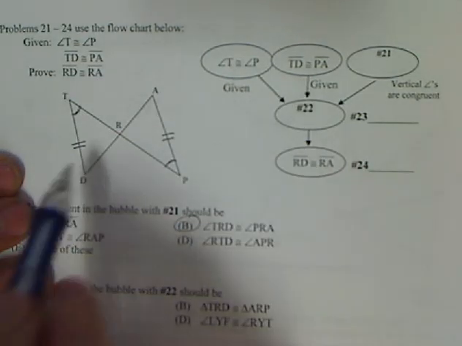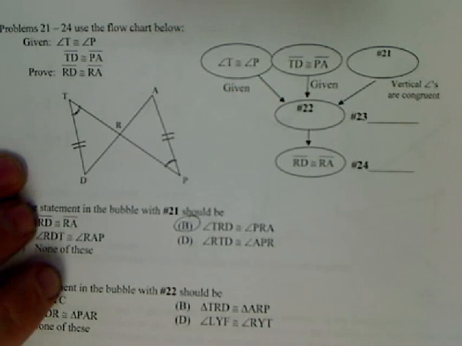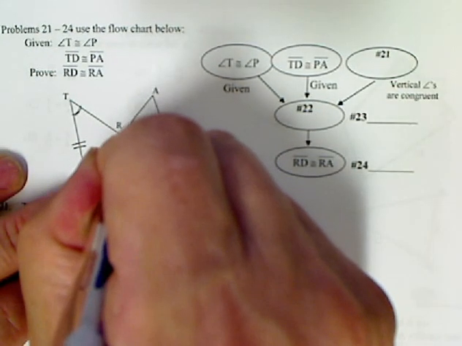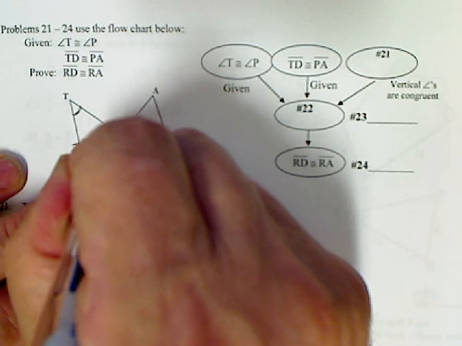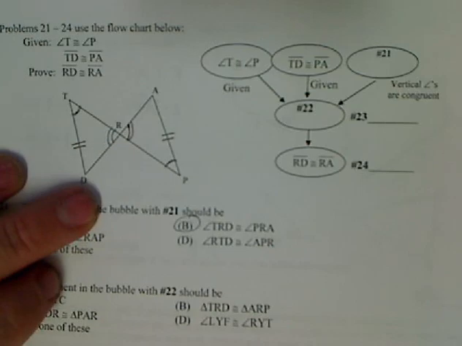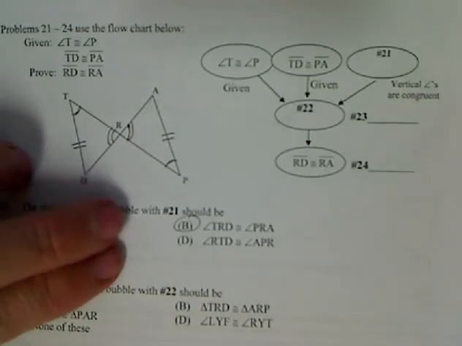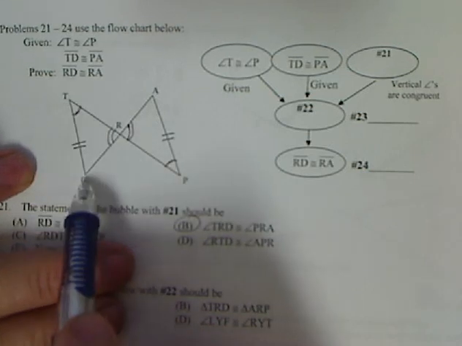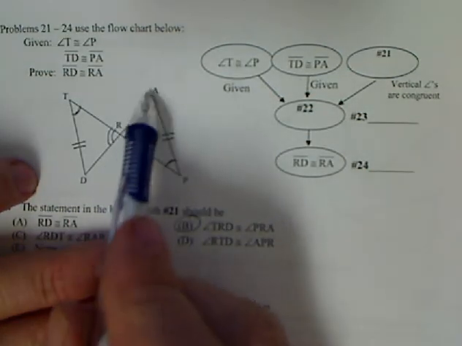Next thing I have to use is vertical angles or reflexive. So this angle equals this angle. Those are vertical angles. So what I have to do is make sure I have R in the middle. So if I did TRD is congruent to PRA.